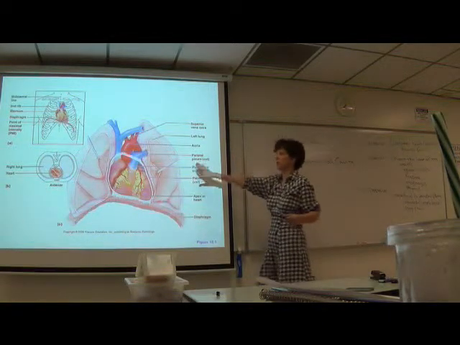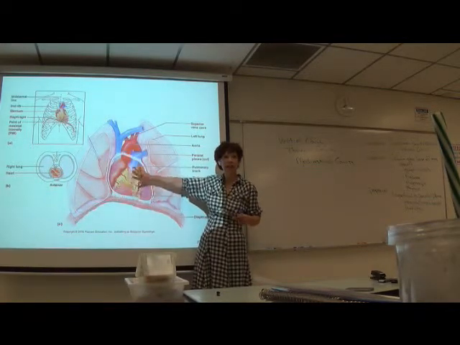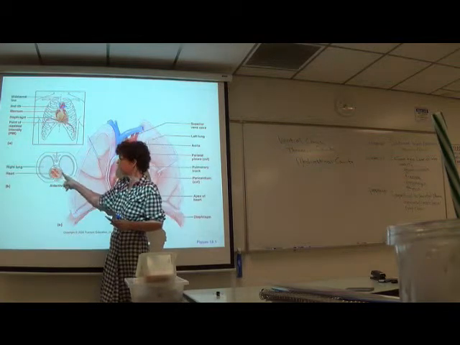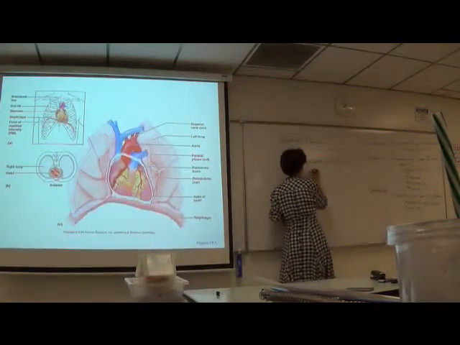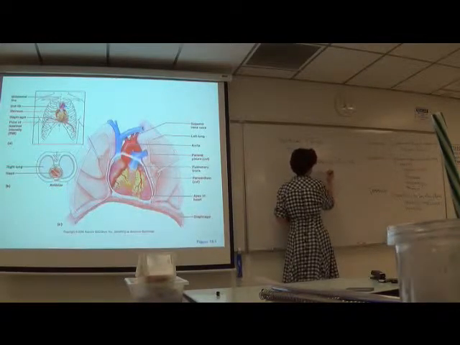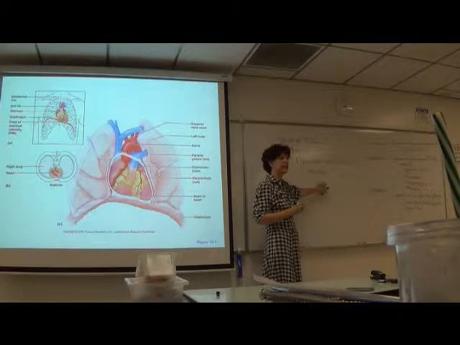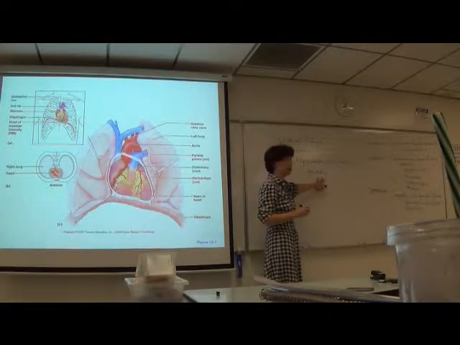Which leaves us with the largest one. In the center of the thoracic cavity, you can see here on cross section, we have the middle mediastinal cavity. Okay. And that's going to contain the heart. It'll also contain the esophagus, but the primary structure is the heart.